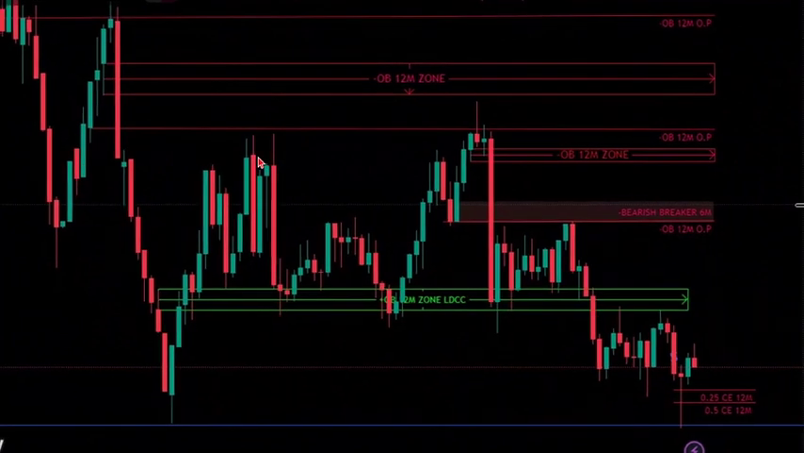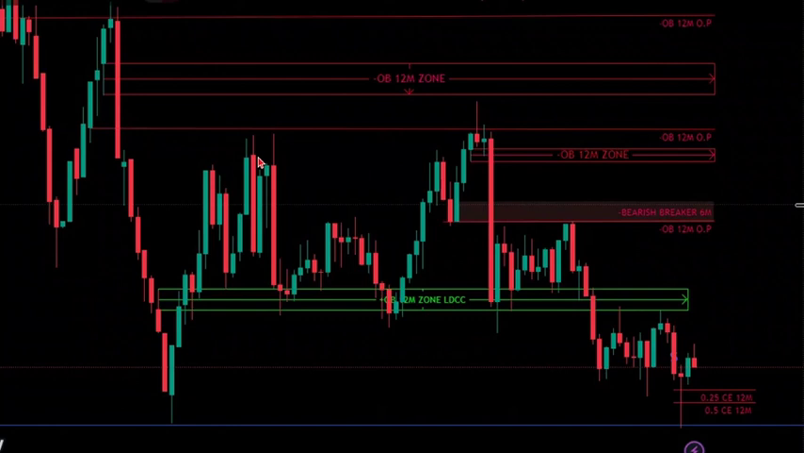So when price made that huge push down, we would have just had to wait for price to come back up to the bearish breaker and the 12-month opening price. Now remember, if you didn't talk to me and you just watched ICT's videos and you weren't really deep into it, you'd be waiting for price to come up to where?